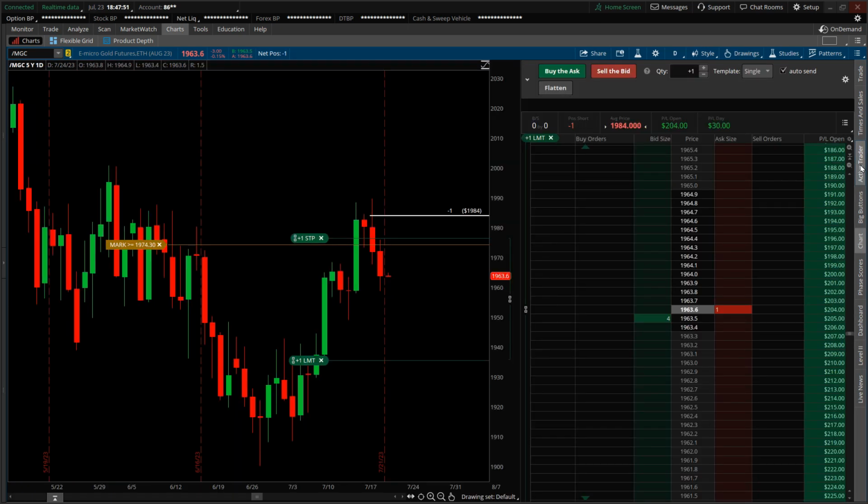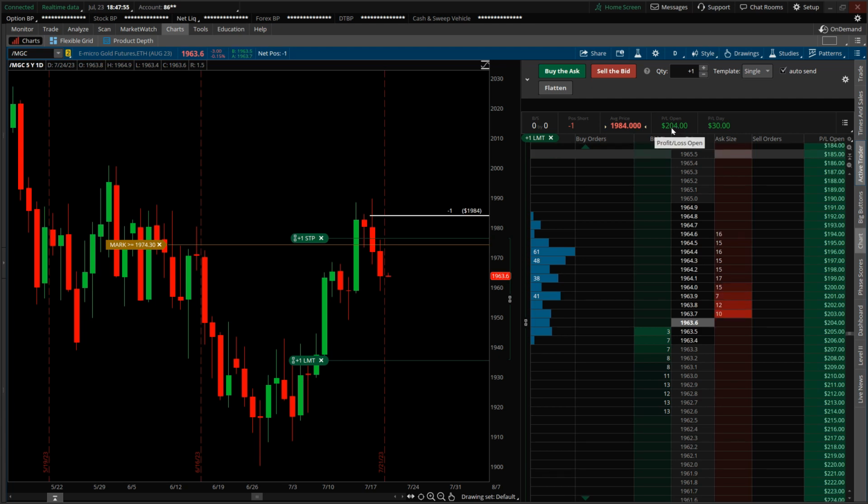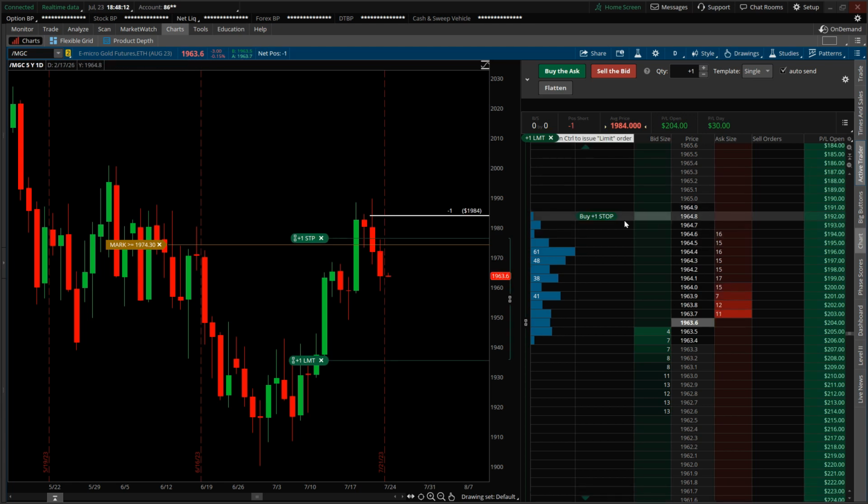If I open up Active Trader, the position is now up $204. It was up as much as $240 last Friday when price dipped below here to $1,958. But since then, price has rallied a little bit. But in any case, this is the current status.